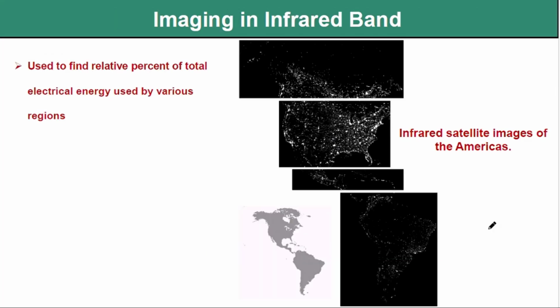This is imaging in infrared band. The satellite image of America. All these light spots are nothing but lights. This image is in the night time. So why is this image taken? This is used to find relative percent of total electrical energy used by various regions. Okay, so image processing is also used to find the percent of total electrical energy used by various regions.